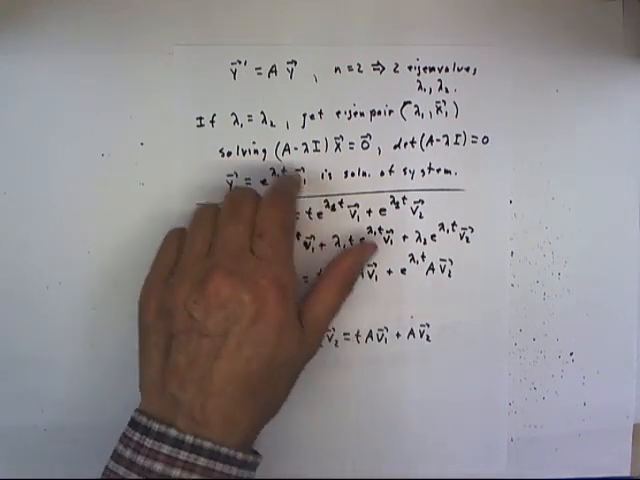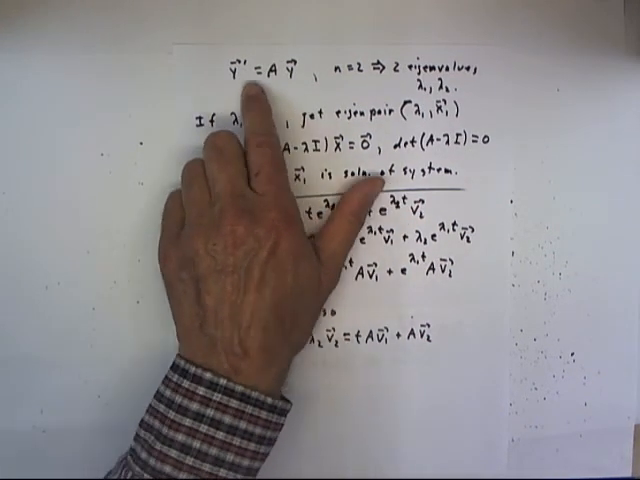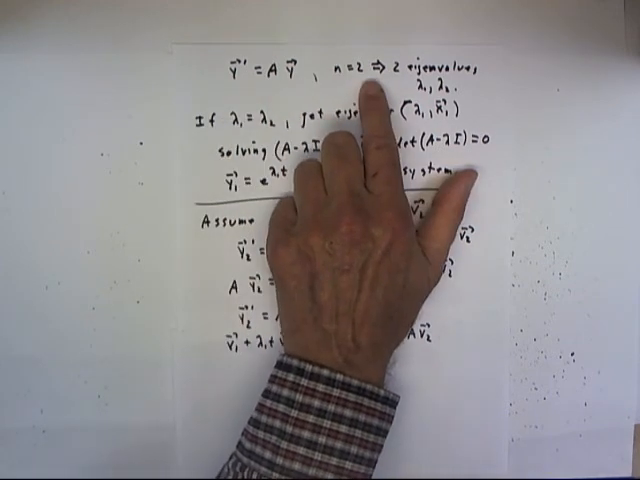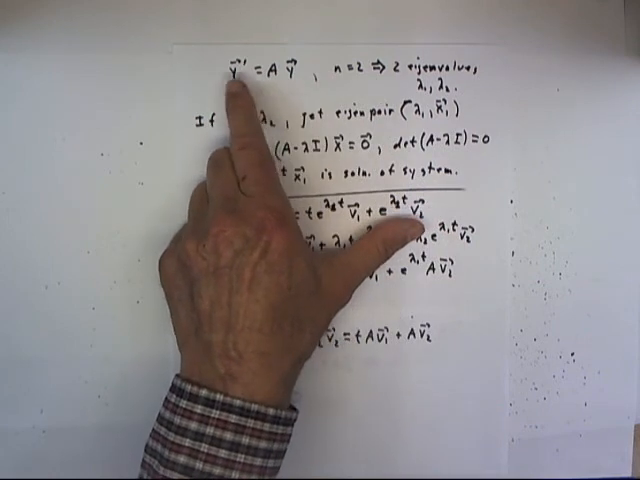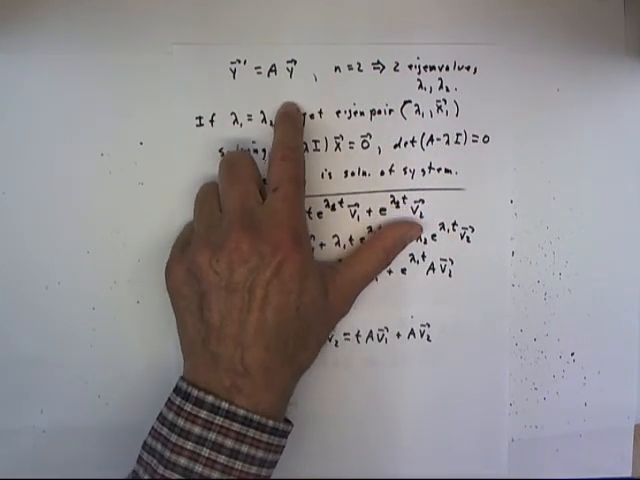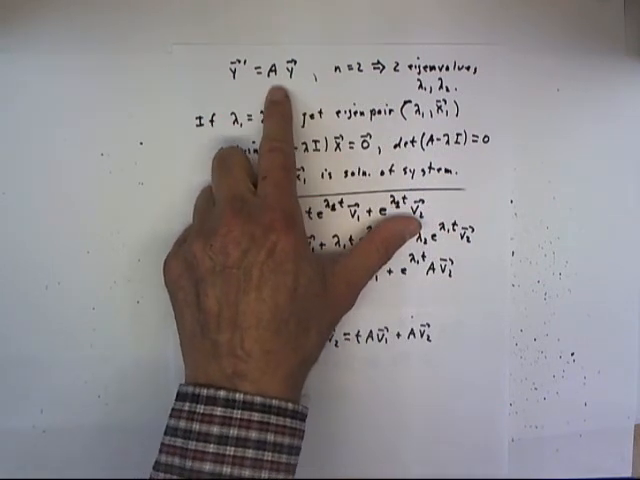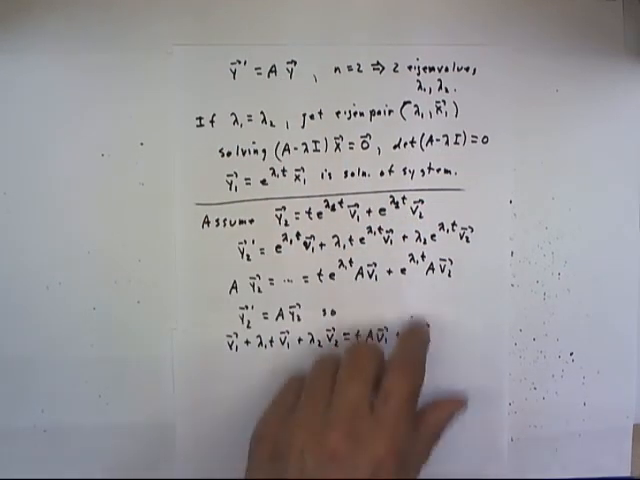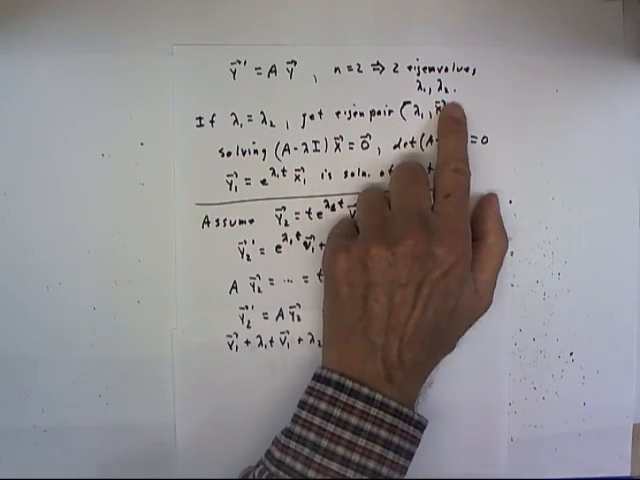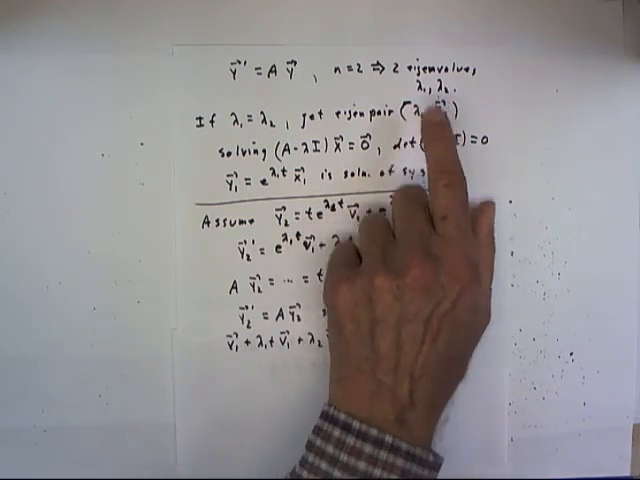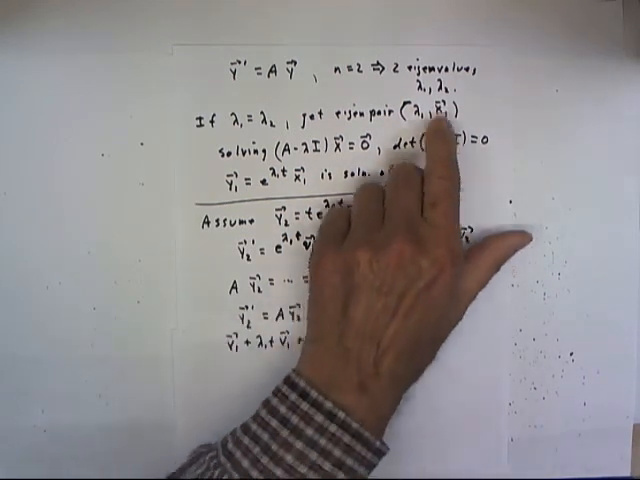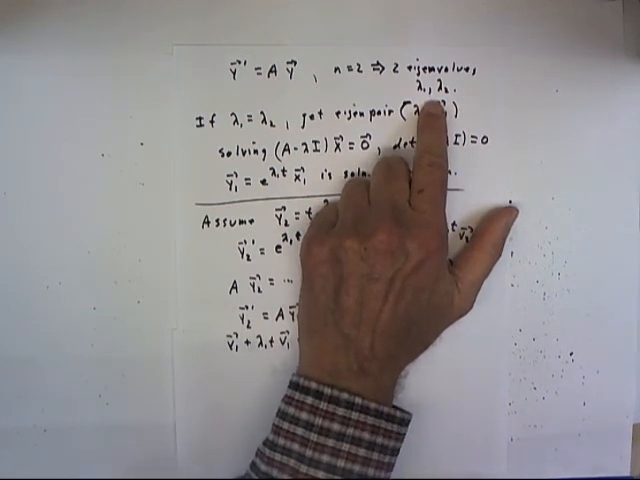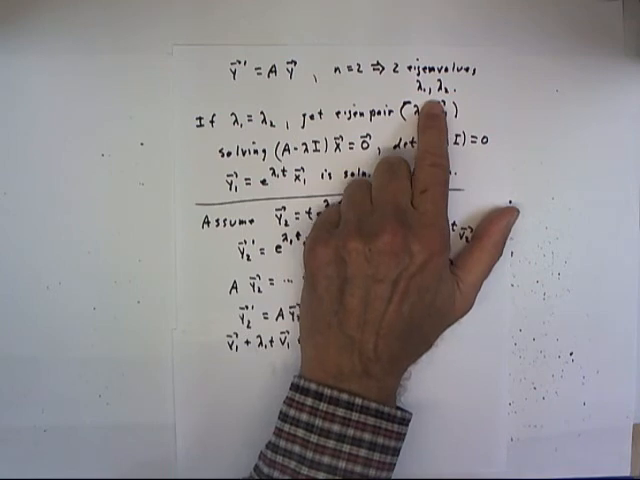So in general, if we have the equation y prime equals A y for n equals 2, that means the y vector is a column vector with 2 components and the A matrix is a 2 by 2 matrix. We generally get 2 eigenvalues, lambda 1 and lambda 2. Sometimes those eigenvalues are real, sometimes they're imaginary, sometimes they're complex, but sometimes they're equal.